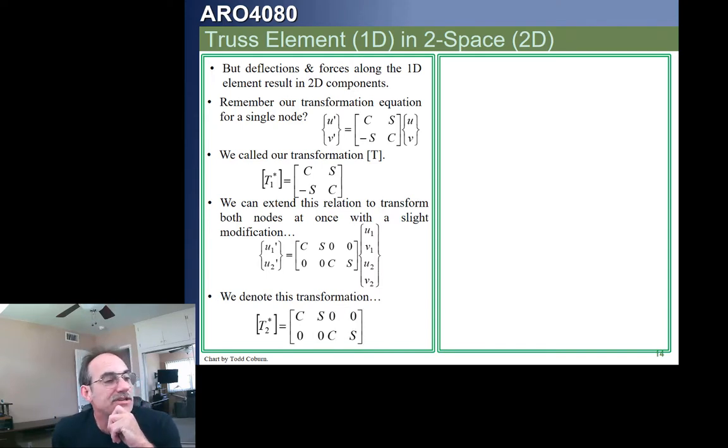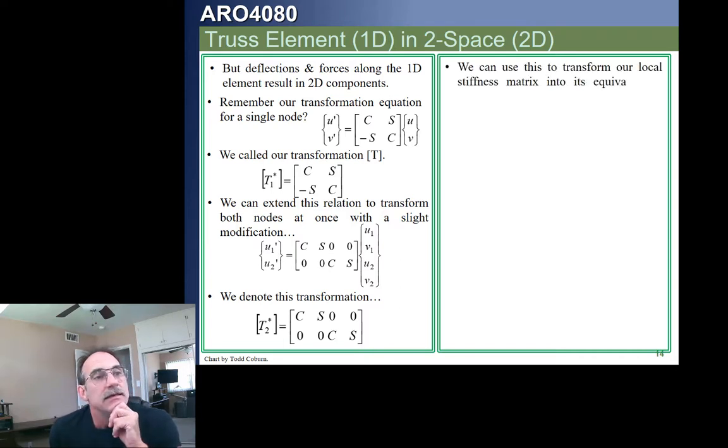We can call this T star 2. Now we called the other one T star 1 because that just translated our one-dimensional element. This is going to take our two-dimensional global deflections and turn them into the one-dimensional local ones. And so we're going to call this T star 2. Okay? We said this, I think.